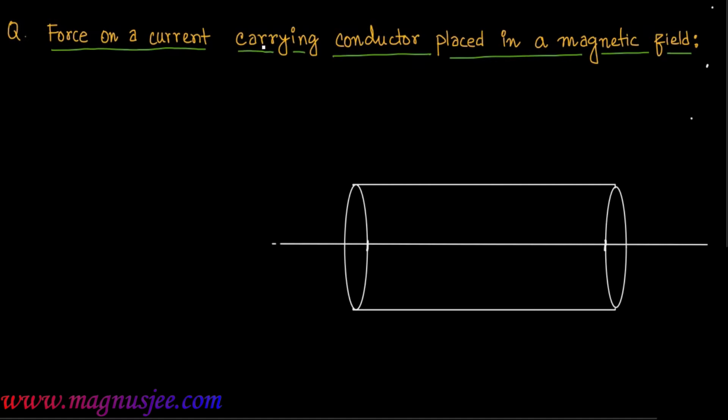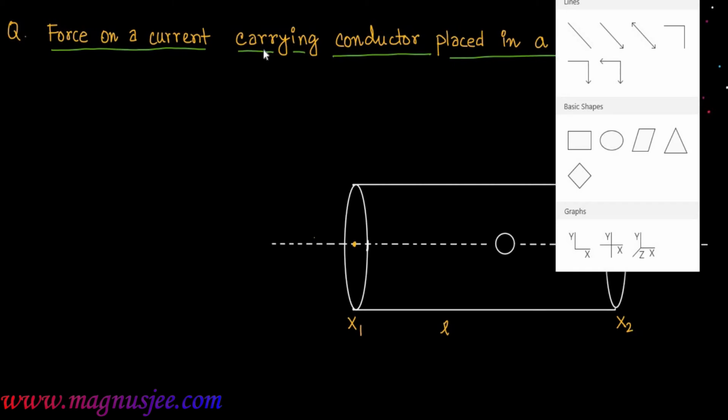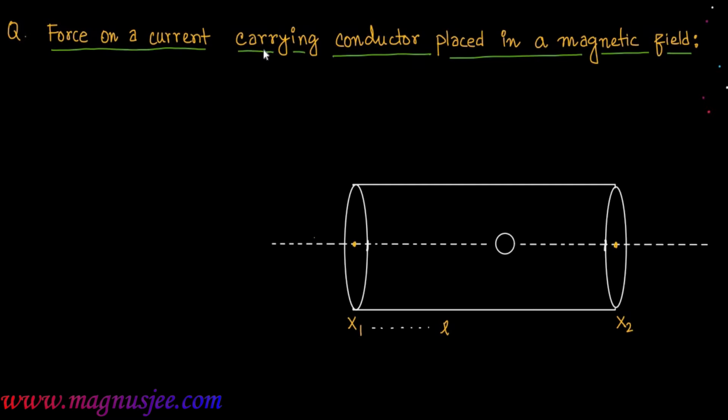This is a cylindrical wire and we can denote the axis of this cylindrical wire. The dotted straight line as shown in figure is the axis of this cylindrical wire. X1, X2 is the cylindrical wire having length L.